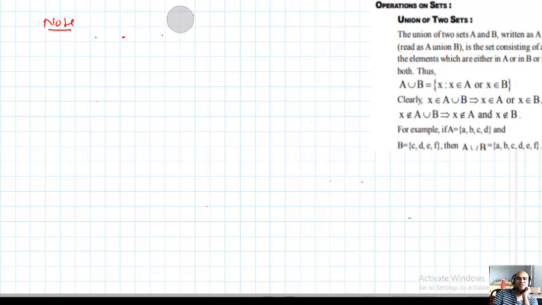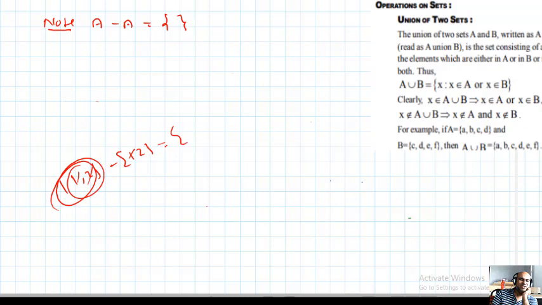So what is A minus A? I will explain. A minus A is nothing but a null set. For example, A is {1, 2}. Again you want to remove 1, 2. So 1 should be removed, 2 should be removed. What is left in this set? Emptiness only. So that is the empty set. A minus A is the empty set.